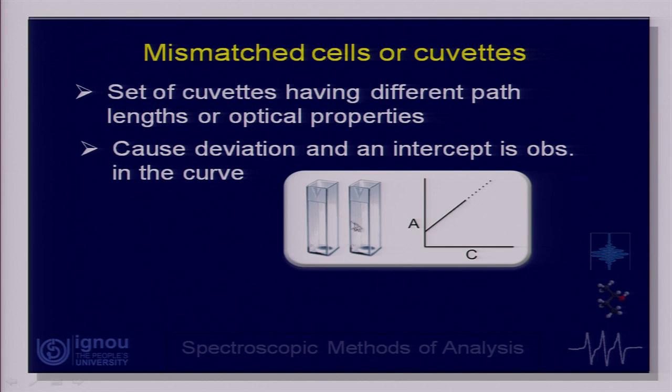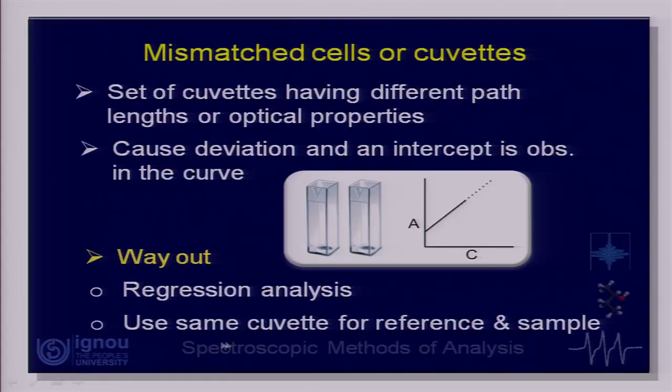If the cells are not matched properly, what you observe is that there could be some kind of intercept coming into the graph, because you remember that for the Beer-Lambert law, the curve between A and C, absorbance and concentration, must pass through 0. So, when you have cuvettes which are not matched, you may have an intercept here or maybe over there. So, this is yet another kind of deviation we observe because of the way we are conducting our experiment.